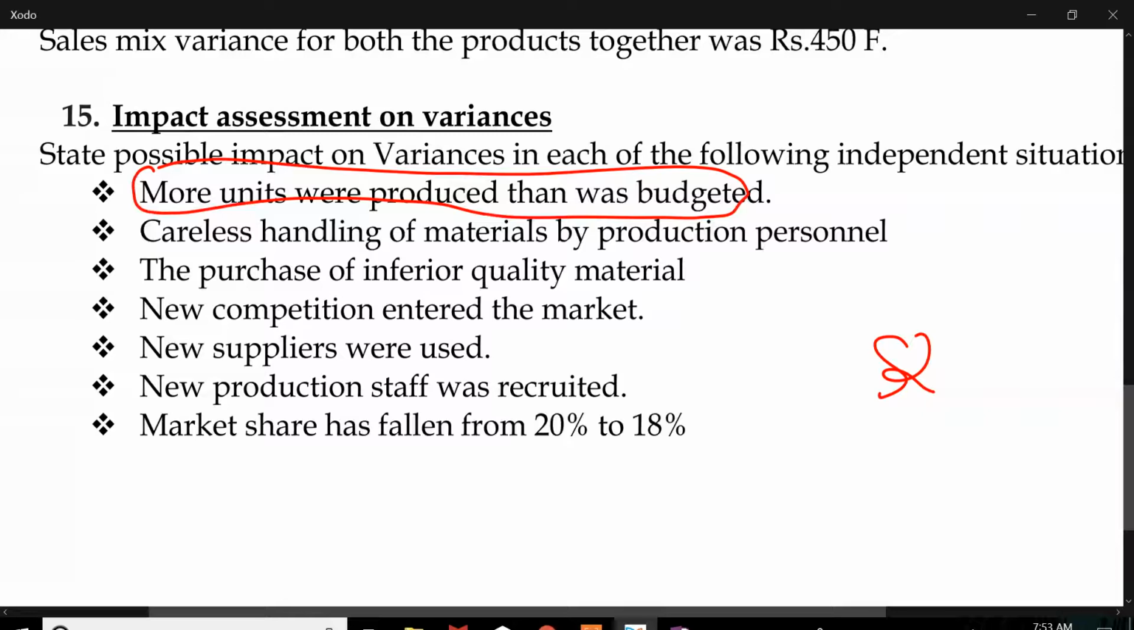When it gets scrapped, your production gets scrapped and you start again from scratch. Maybe, I'm not very sure on it, but this is something which is possible. So as of now, we'll see the institute's answer in some time. You can as of now just write material usage variance. Next, purchase of inferior quality material.